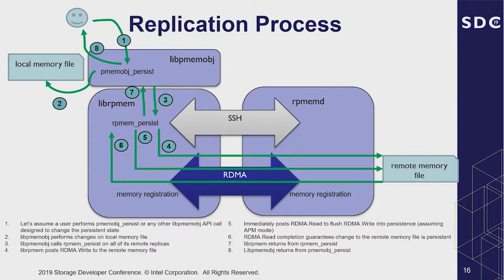Okay. Once this is made, there's a push out to the local memory file, and then this is actually moved over to the target node. And then it triggers the replication, the data is transferred back over, and then there's an acknowledgement back up to the initial node that the replication has been successful.